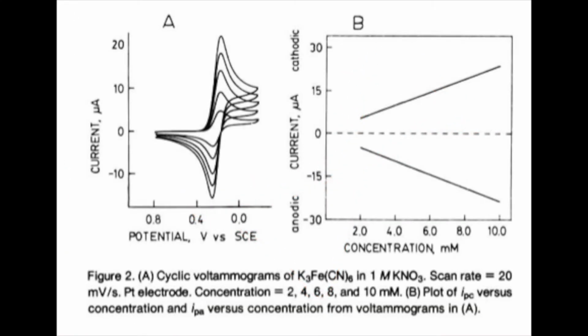This is a cyclic voltammogram from the Hyman and Kissinger cyclic voltammetry experiment paper. They performed cyclic voltammetry on concentrations of potassium ferricyanide ranging from 2 to 10 millimolar in 1 molar potassium nitrate. Their results are similar to our own.